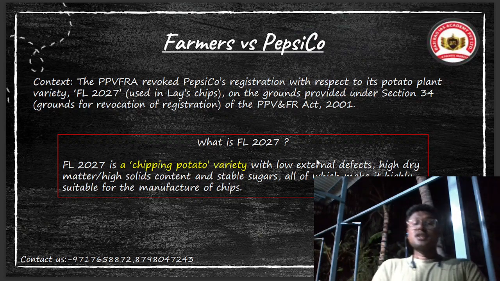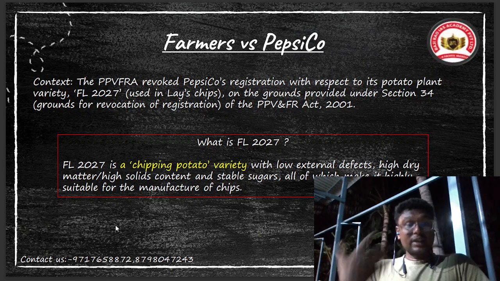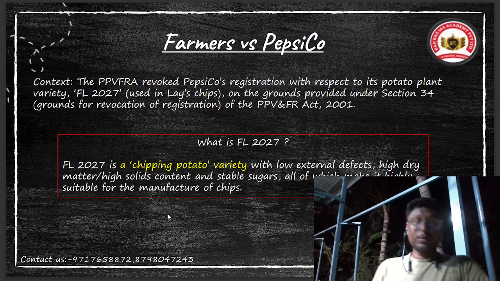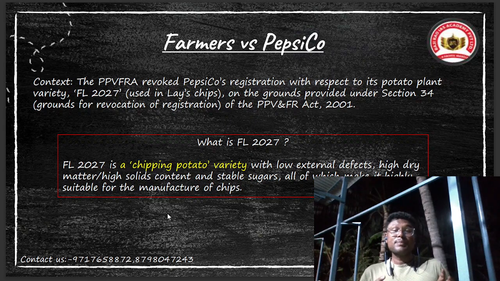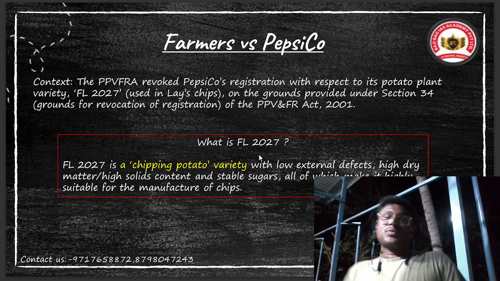It basically contains low external defects and high dry matter. It also contains high solid content and stable sugar. All these things make it somewhat special. So this special variety is called FL 2027.